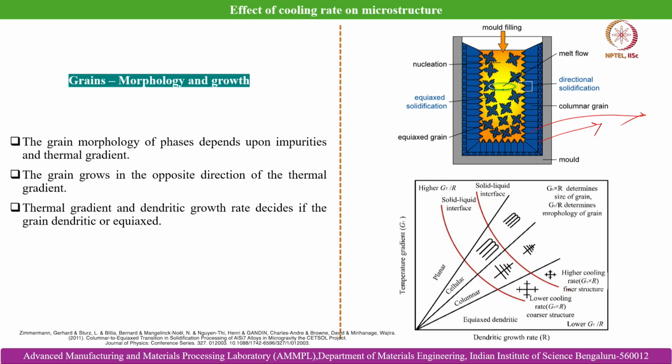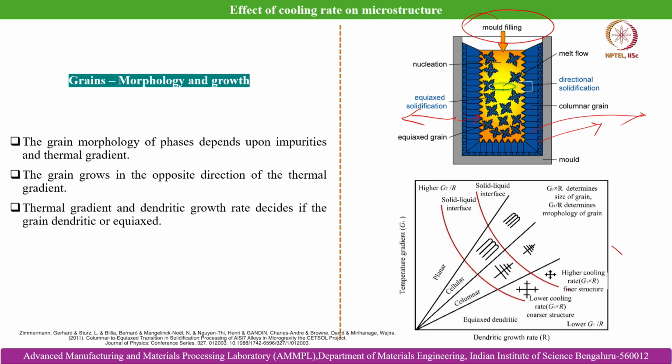Here the grain morphology of phases depends upon impurities and thermal gradient, and the grain grows in the direction opposite to the thermal gradient. That is quite clear, because heat is removed from the wall, and perpendicular to that is the growth direction of the solidifying columnar dendrites. Thermal gradient and dendritic growth rate decide whether the grains are dendritic or equiaxed in shape. This is how mold filling is done, and even during filling, once it is filled up to some level, solidification starts from the wall.